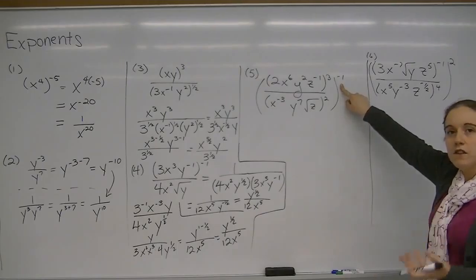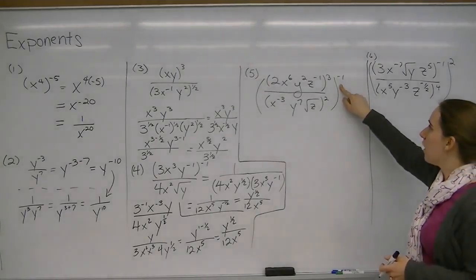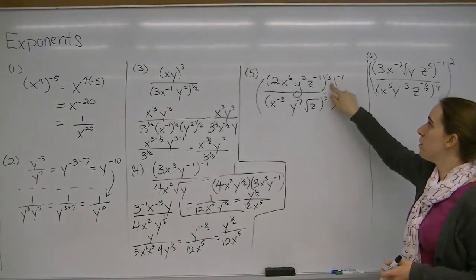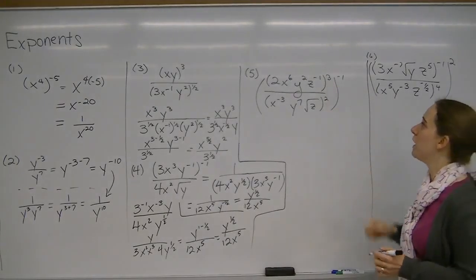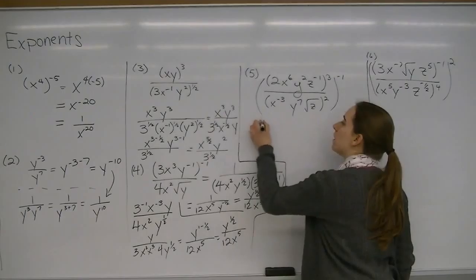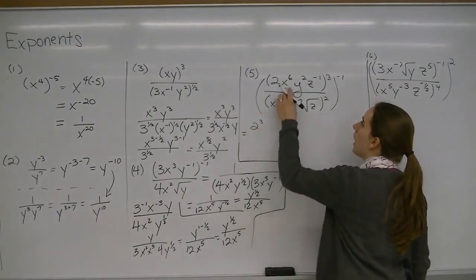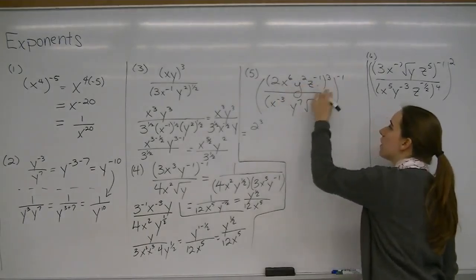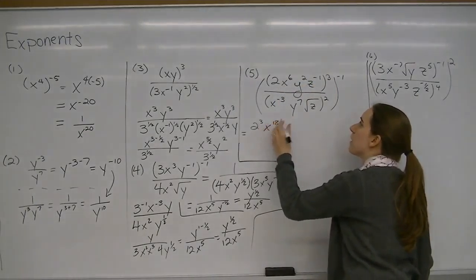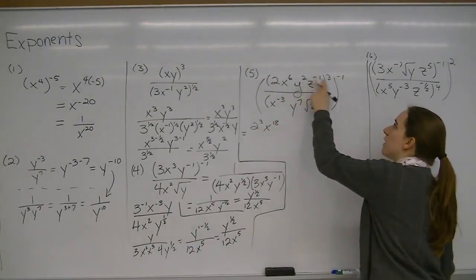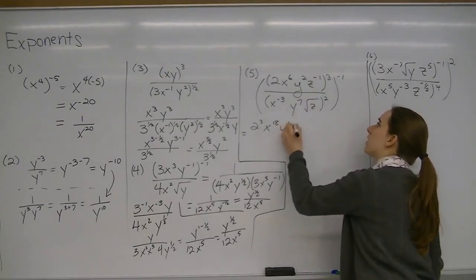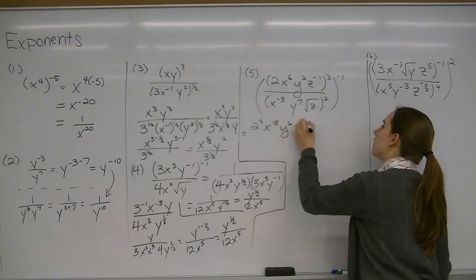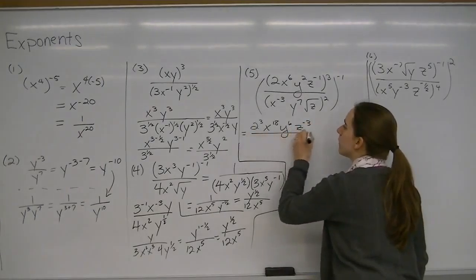So again, I have two main ways that I could start this. First of all, I could get rid of these two powers, bring them through. So I can take 2 to the 3rd times x to the 6th to the 3rd, so x to the 18th, times y to the 2nd to the 3rd, so y to the 6th, times z to the negative 1 to the 3rd, so z to the negative 3rd.